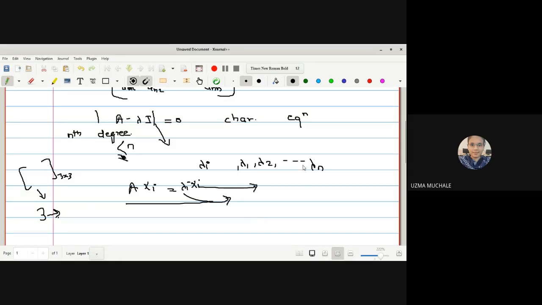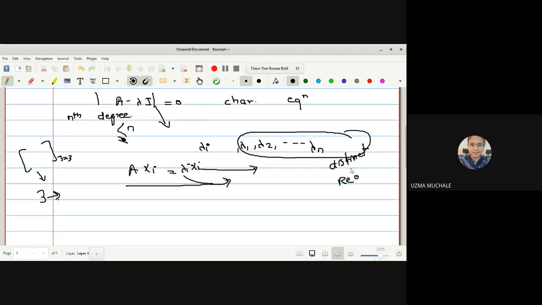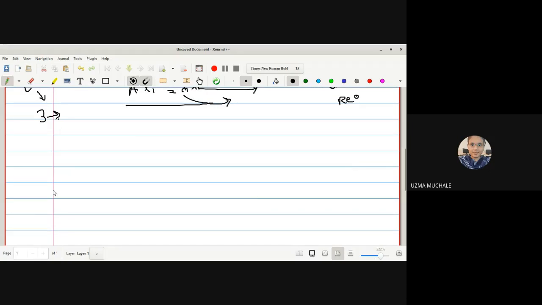Now what is the condition for this lambda? It may be distinct or it may be repeated. If it is repeated, the corresponding eigenvector we are not going to calculate again, only one time we are going to calculate, right? So the maximum number of eigenvalues we can get is n. Okay. Now let us solve an example for eigenvalue and eigenvector. You can write with me.